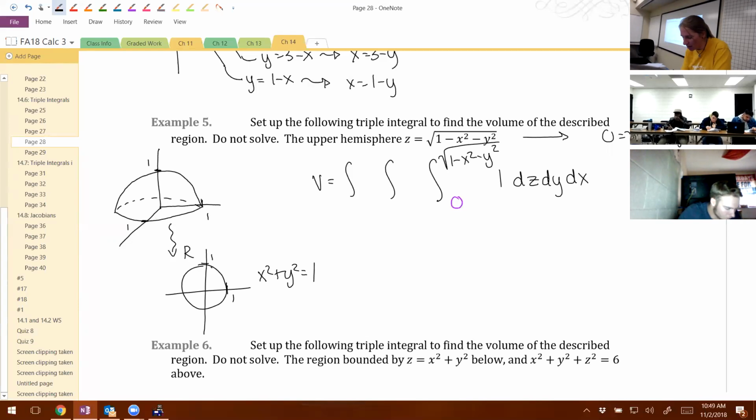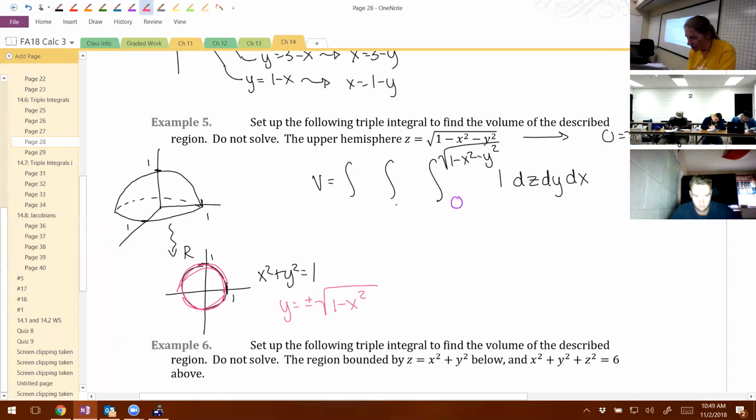For y, our limits of integration are going to go from the bottom of this circle to the top of this circle. And if we get this equation to have y by itself, we end up with this. So we're going to have the negative square root of 1 minus x squared as the lower limit and the positive square root as the upper limit. Hopefully, like Russell said, we recognize polar coordinates would be helpful here. And they definitely would. If we had to go through and solve this, I would definitely convert to polar coordinates.